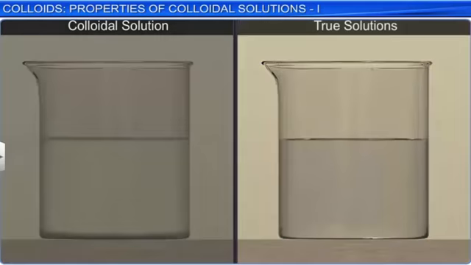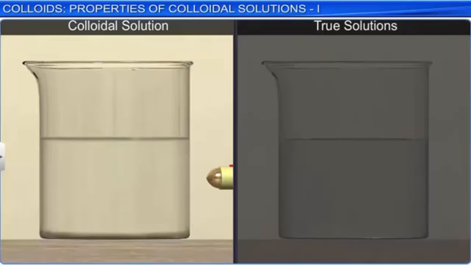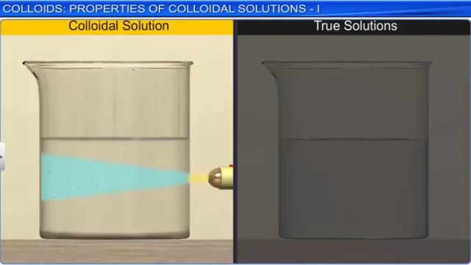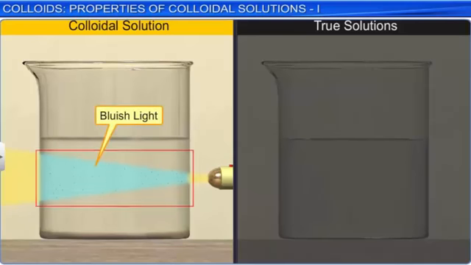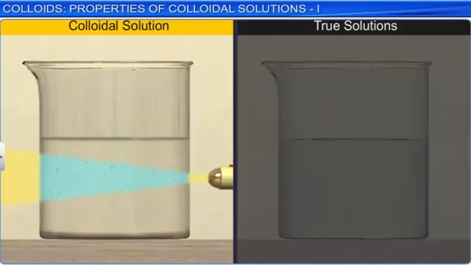On the other hand, when a beam of light is allowed to pass through a colloid, it gets scattered by the colloidal particles, and the path of the light can be traced. The path of light gets illuminated with a bluish light. This phenomenon of scattering of light by colloidal particles is called the Tyndall effect. The illuminated, bright cone of light is called the Tyndall cone.